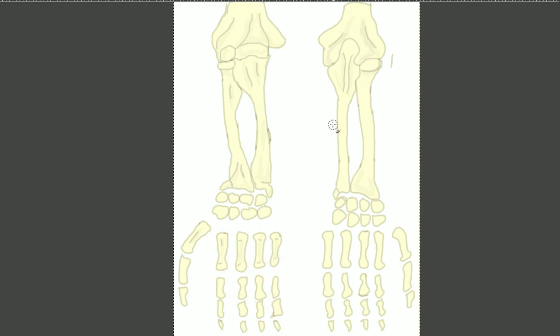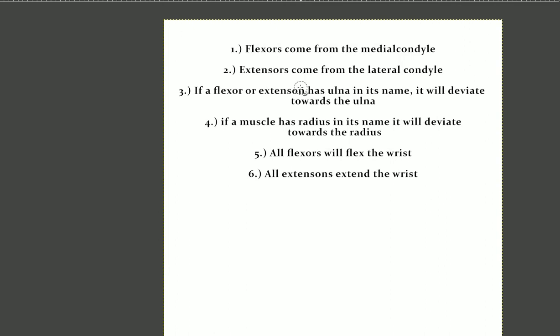So, guys, that is going to be the lecture on the muscles of the forearm and hand. Again, just knowing these 6 components here will get us by with a lot of work. All the flexors come from the medial side of the humerus, or the medial side of the forearm. The extensors come from the lateral side. If a flexor or extensor has ulna in the name, it will deviate towards the ulna. If the muscle has radius in the name, it will deviate towards the radius. All flexors will flex the wrist. All extensors will extend the wrist. So just going off of those few things, we're golden.